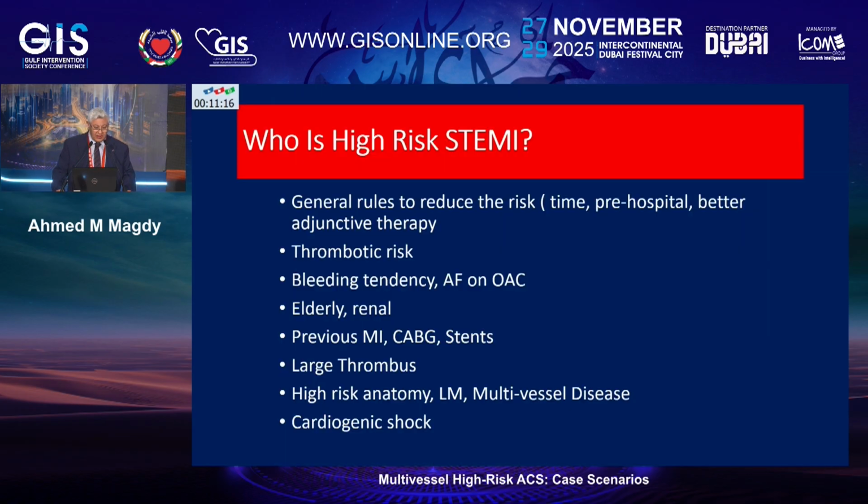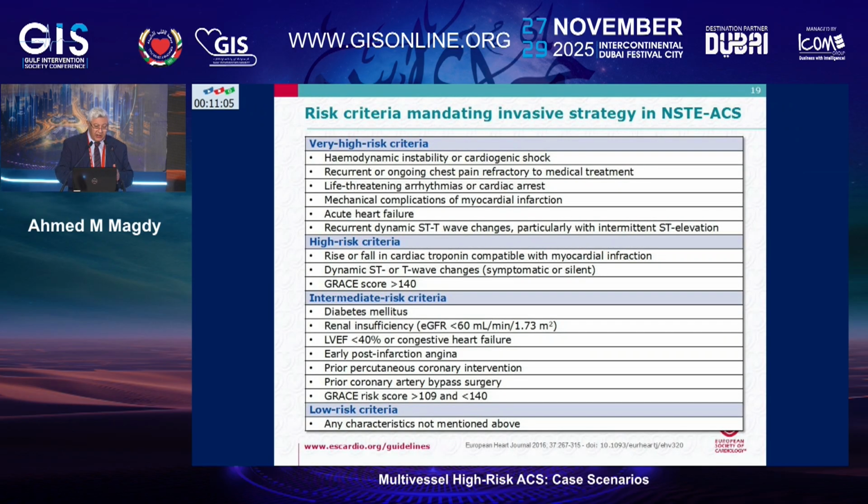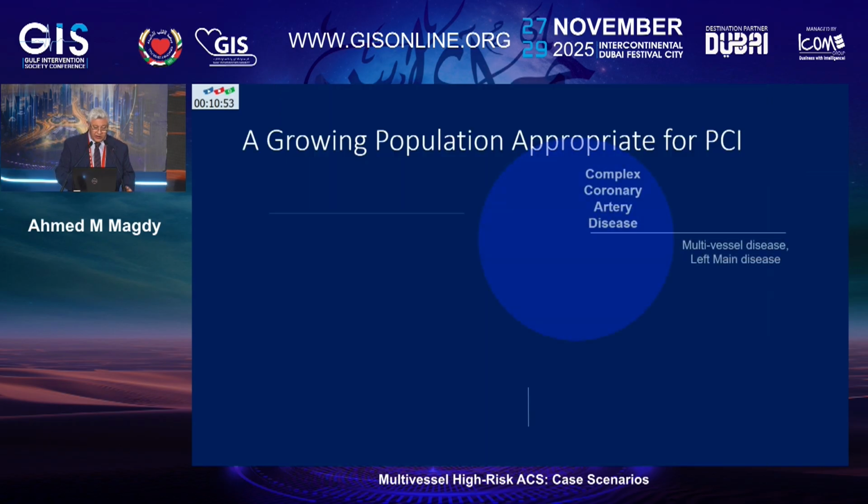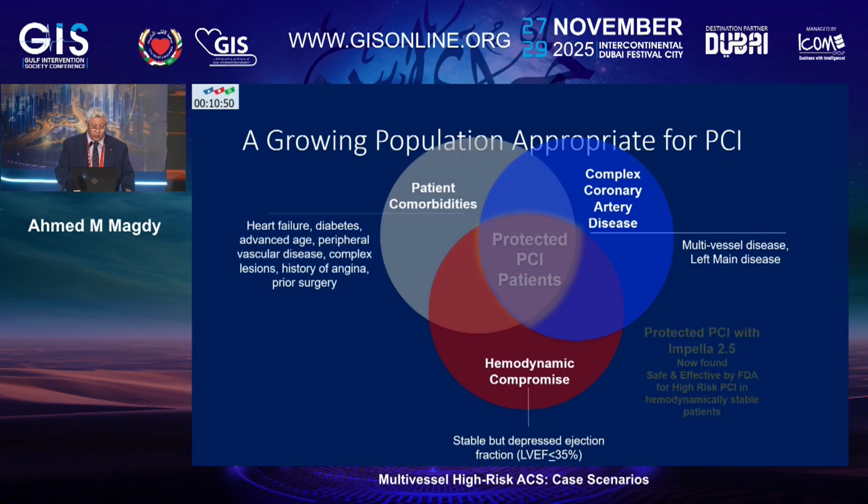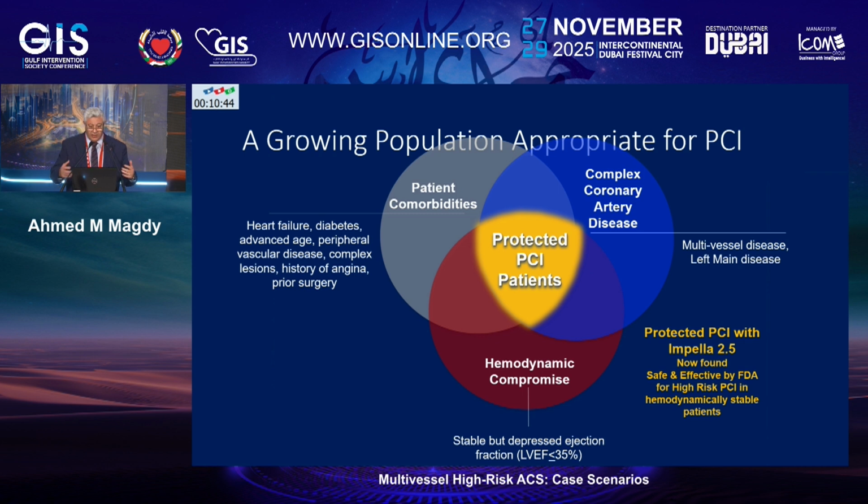Who is the high risk STEMI? Maybe comorbidities, high thrombotic risk, bleeding tendency, elderly, renal, previous MI, previous CABG, high risk anatomy, cardiac shock. And those are the very well known risk criteria for non-STEMI, who is now shifted from high risk to very high risk, and high risk criteria. Until we reach the definition of complex PCI, if there are a lot of comorbidities, complex anatomy, I mean left main, very complex left bifurcation, CTO in the setting of acute coronary syndrome where it is the culprit, and depressed ejection fraction or hemodynamic embarrassment.